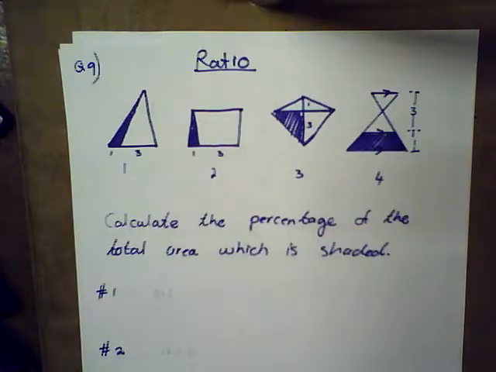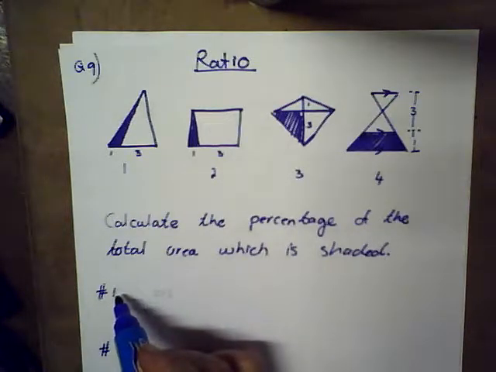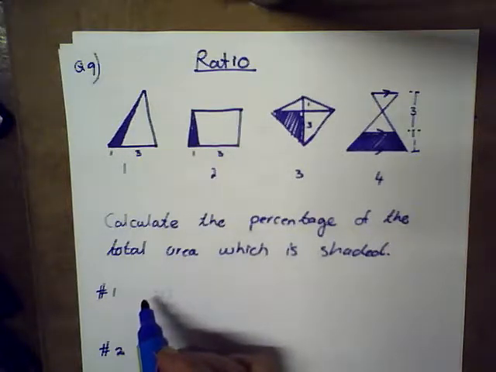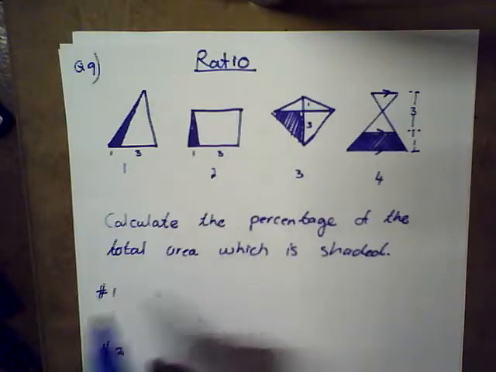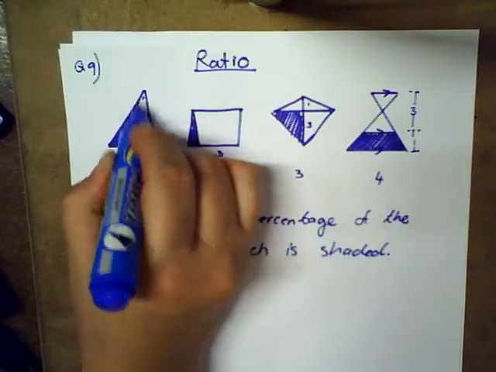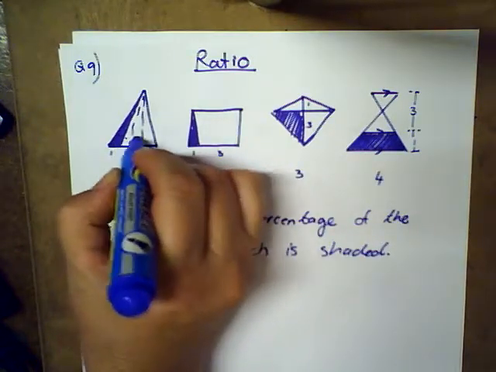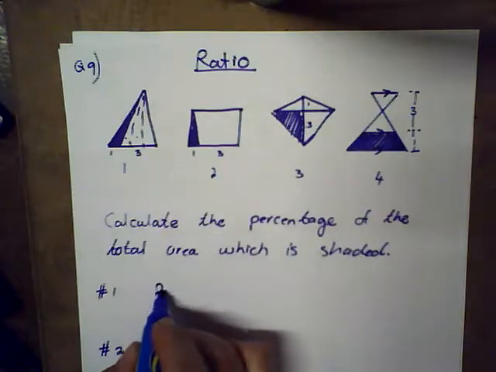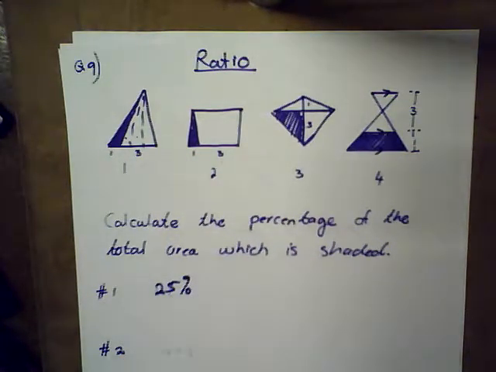Each with a unit of 1. Okay, so let's have a look. For question 1, it says for each of the 4 diagrams, write down the percentage of the total area which is shaded. So I could divide this into 3 equal parts, that would give me 1, 2, 3, 4. So I've shaded a quarter of that. So that is 25%.